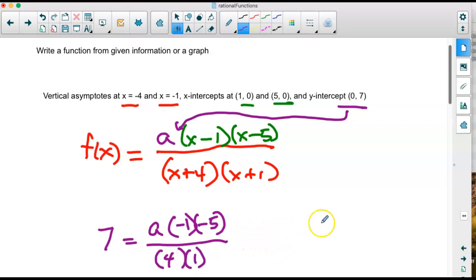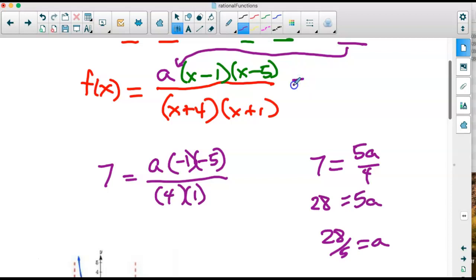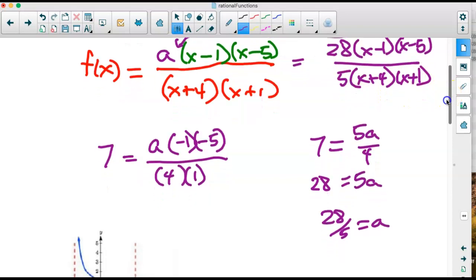So basically we're going to have 7 equals 5a over 4. So it'd be multiplied by 4, which is 28, equals 5a. So a is going to be 28 over 5. So that means our function is 28 times x minus 1 times x minus 5, over 5 times x plus 4 times x plus 1. That would be our function. We could multiply this out, but that would be the function that was factored.